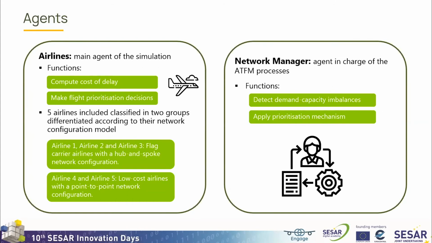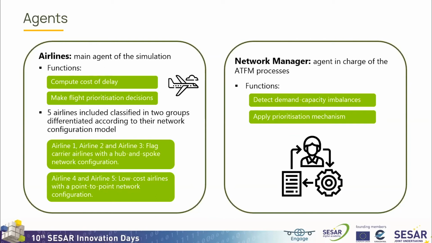Now we arrive to the agents. The agents are, in fact, the main component of the agent-based model. Here we only consider 2 types of agents, the airlines and the network manager. The airlines are the main agent of the simulation, and its main functions are computing the cost of delay and making flight prioritization decisions. In our model, we only have included 5 different airlines, which can be classified in 2 groups, which are differentiated according to their network configuration model.